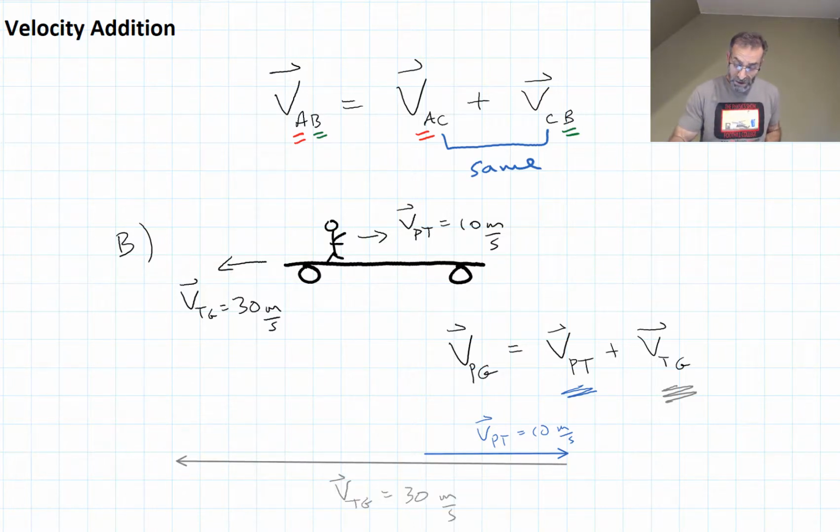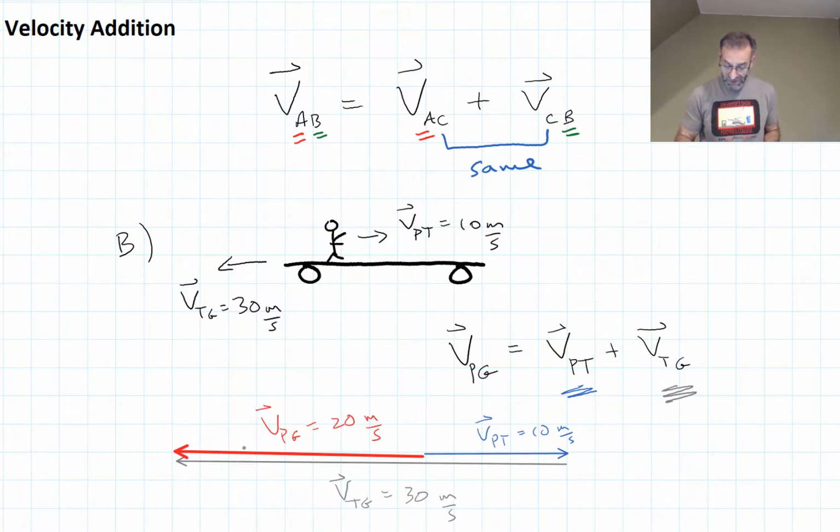And I get out my red pen for the last vector, the sum of those two. And that's going to be the velocity of the person with respect to the ground. I add those up, measure the length. I get 20 meters per second, and it points to the left.